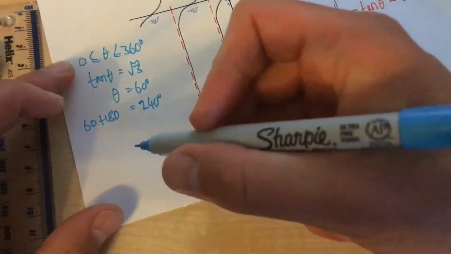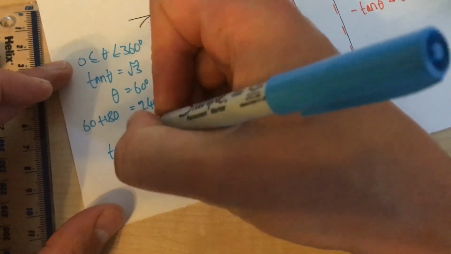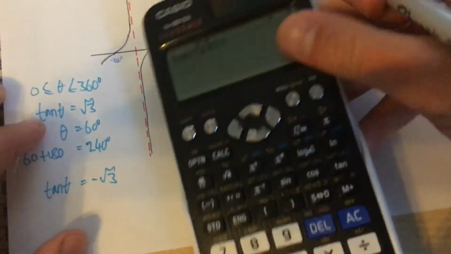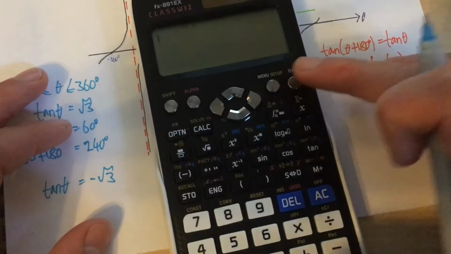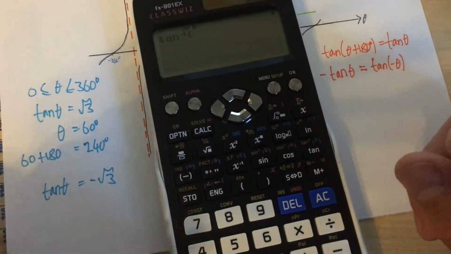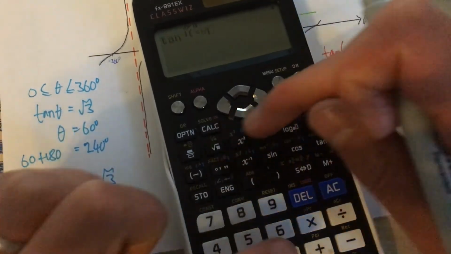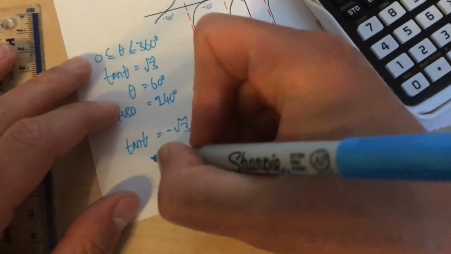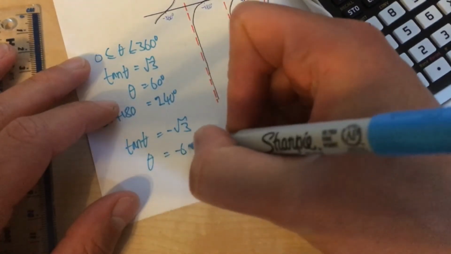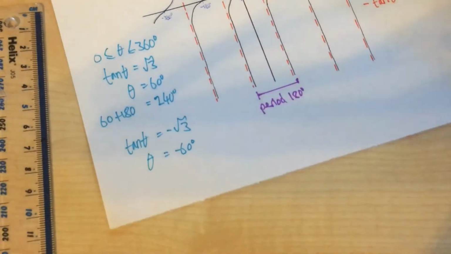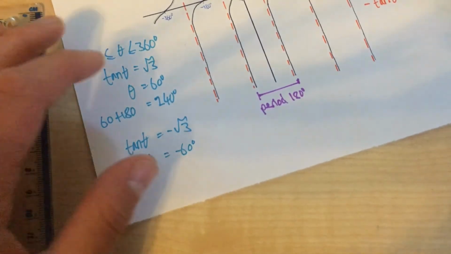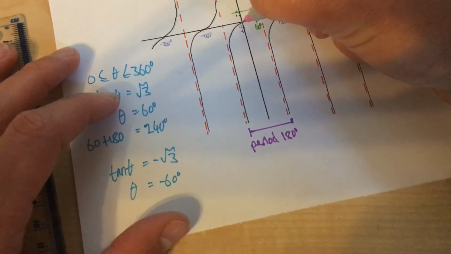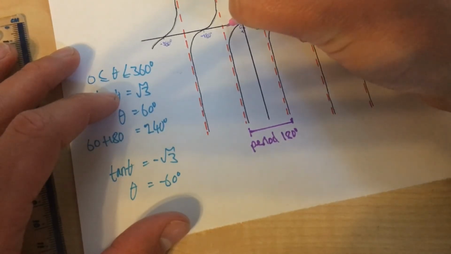Let's have another equation. Let's do tan theta equals minus root 3. Back to the calculator. Inverse tan, this time we're doing minus root 3. And that is minus 60. So this time theta equals minus 60 degrees. Let's have a look to see where that is on the graph. So there's 0, minus 60, that's 45. Let's say it's about there.